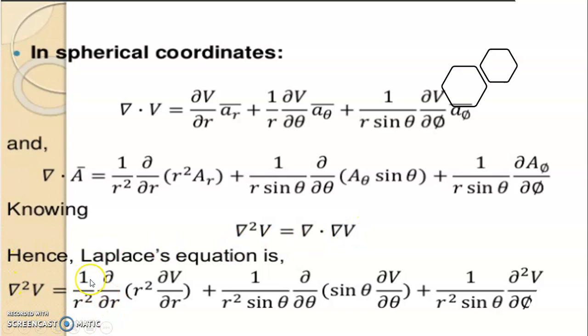And this is the formula: 1 by r square del by del r of r square del V upon del r plus 1 by r square sin theta del by del theta of sin theta del V upon del theta plus 1 by r square sin square theta del square V upon del phi square. So you have to remember all these three formulas in Cartesian, cylindrical and spherical systems.